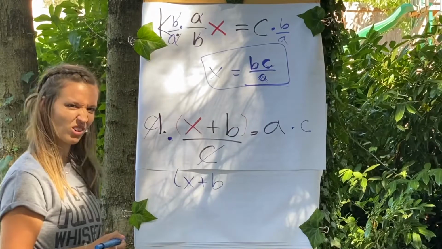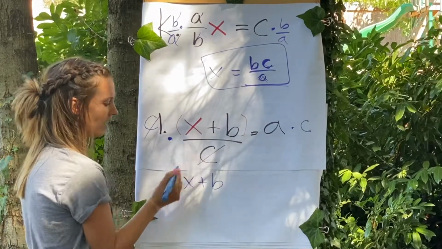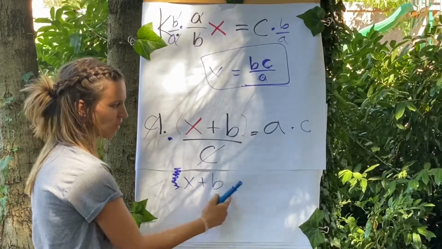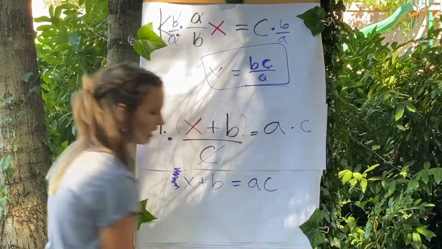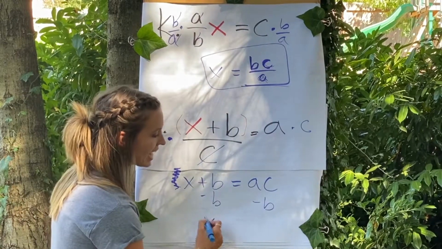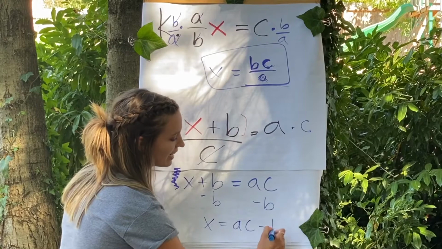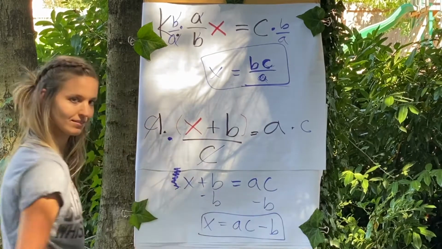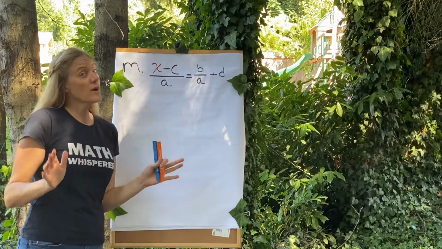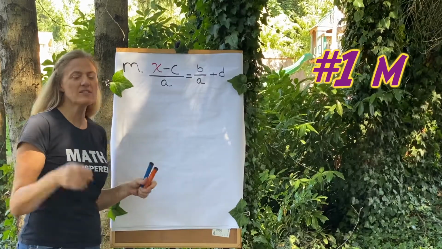Ooh, I guess I didn't really need to write it in a hug anymore now that this is gone. So I'm going to get rid of that and just have X plus B equals AC. Now I'm going to subtract B from both sides. X equals AC minus B. Shazam.